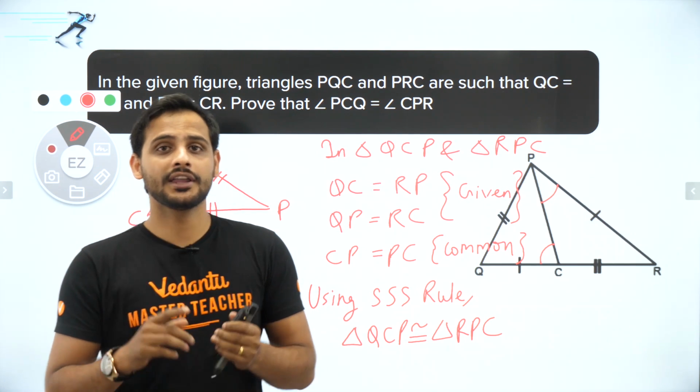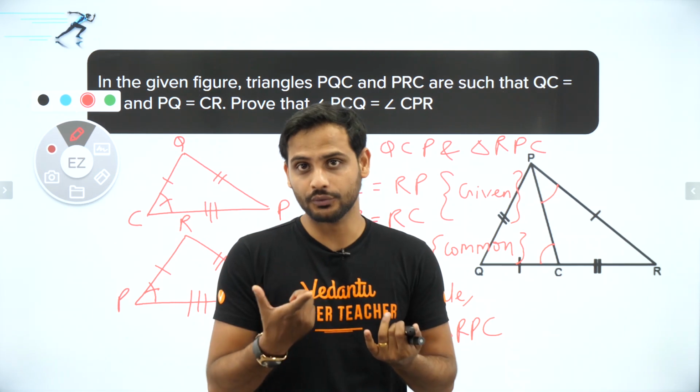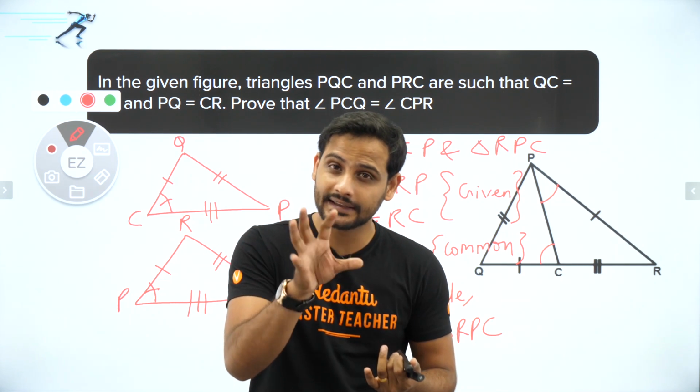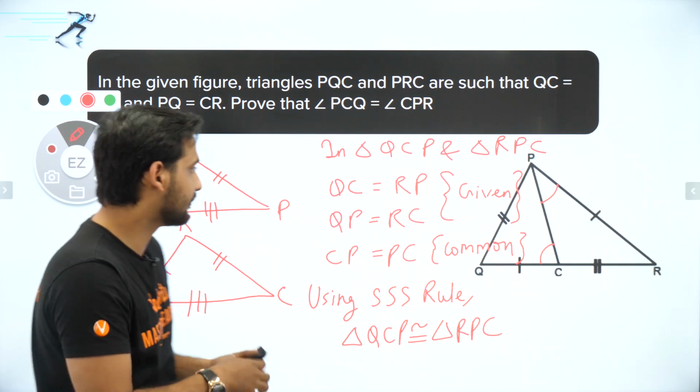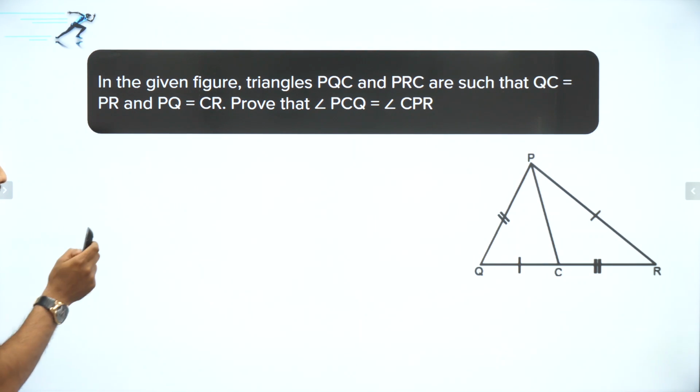First thing, what is my desired result, what do I want to prove? Then look at the diagram carefully and think which triangles I can prove congruent to get the desired result. So this is one more example which I have given you here. Now let's move to the next question.